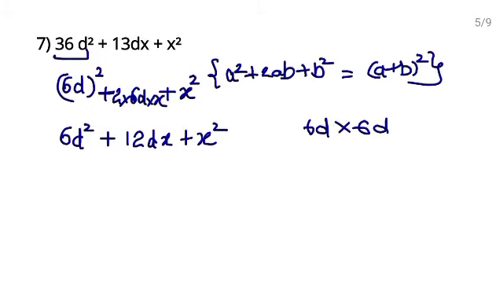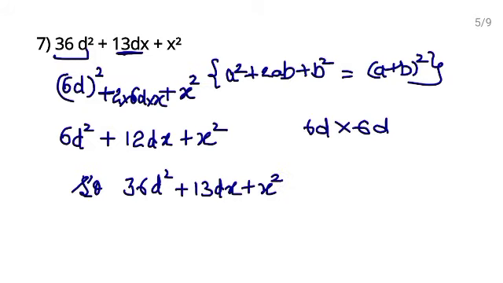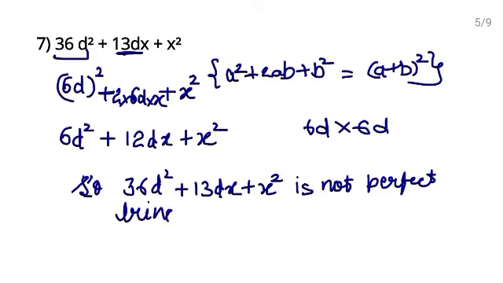So according to the identity this is not correct. So this is not the trinomial square. So 36d square plus 13dx plus x square is not a perfect trinomial square, right?